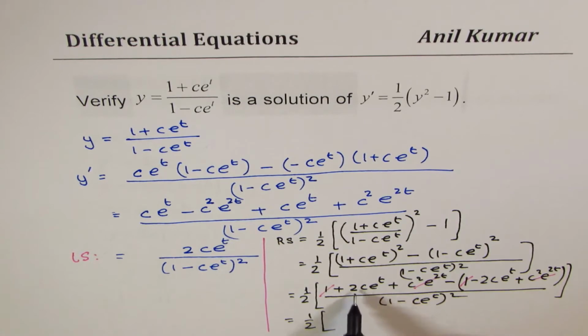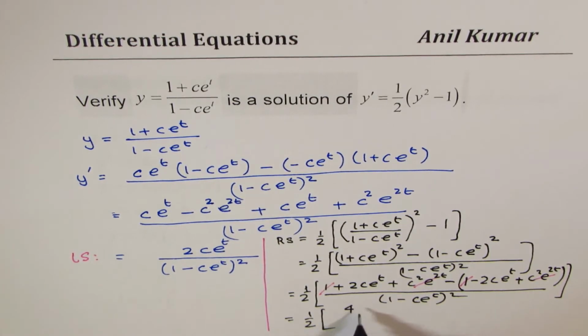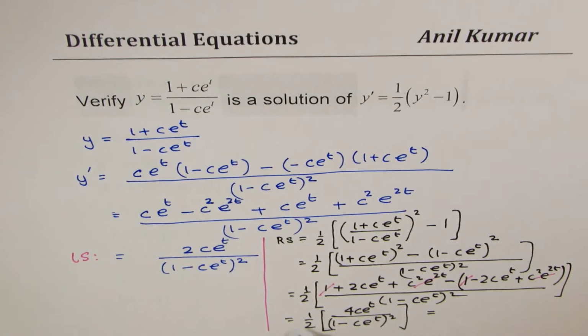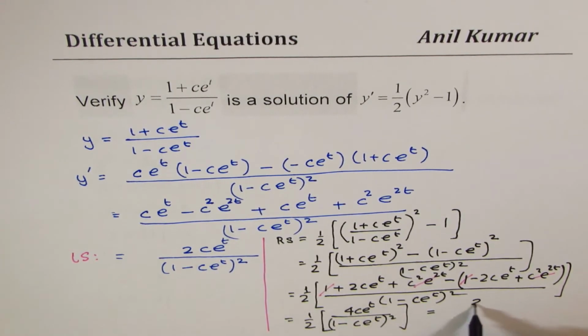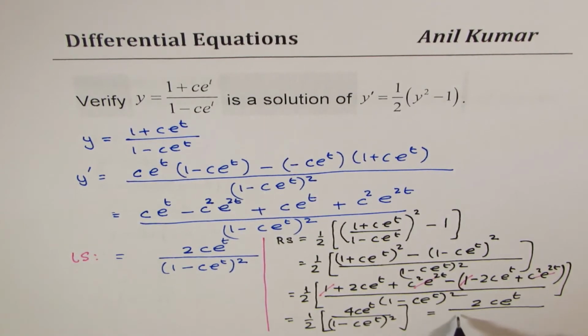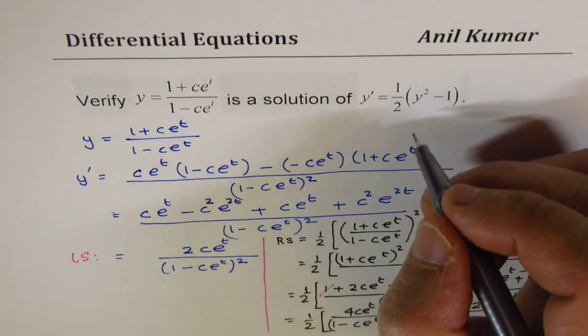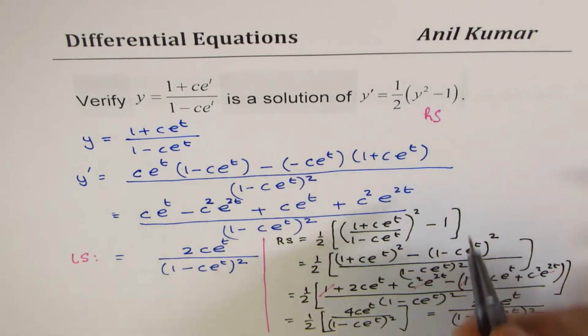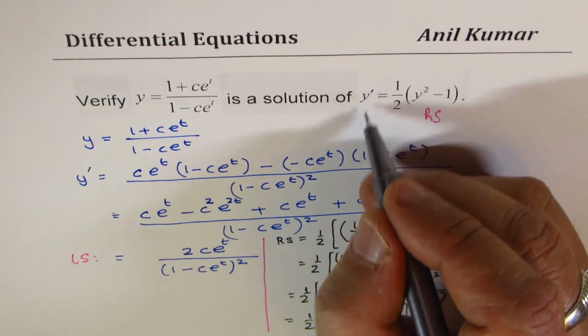So what we get here is 2 times 2 is 4. So we get 4 c e to the power of t over 1 minus c e to the power of t whole square, correct? So this is equal to half, and that cancels out. So we get 2c e to the power of t over 1 minus c e to the power of t whole square, correct? So that is the right side. So we found the right side, and we have the left side, the derivative.